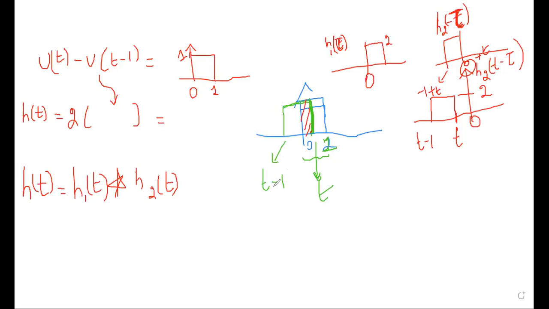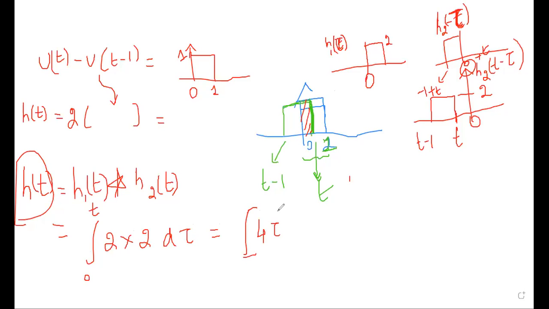So tell me, I have to perform integration between what? My output is h of t only. 0 to t, and the amplitudes for both are 2 into 2 with respect to d tau. I hope you understand this. Let me complete the integration. 2 into 2 is 4, 4 into tau, and I substitute the limits. The answer is 4t. So one of my outputs is 4t.